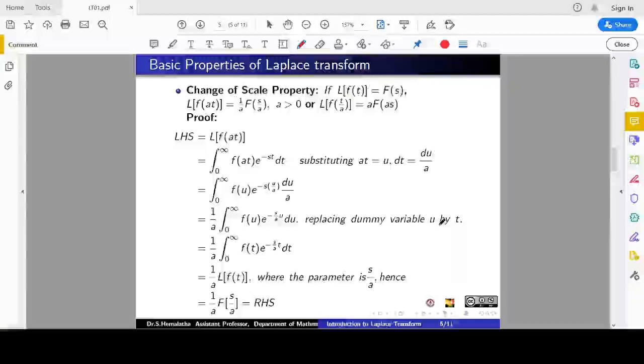The next very important property is the change of scale property. Change of scale property changes the time scale from standard t to some multiple of t, so it acts as a very important property. The beauty of this property is that when I know the Laplace of f of t, I can immediately write the Laplace of f of at, or in reverse order 1 by a, and the reverse time fractional case can also be worked on.